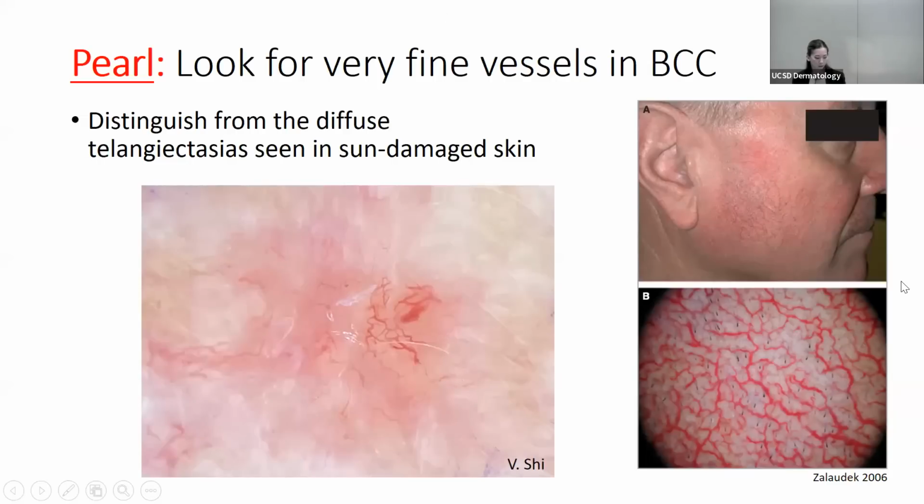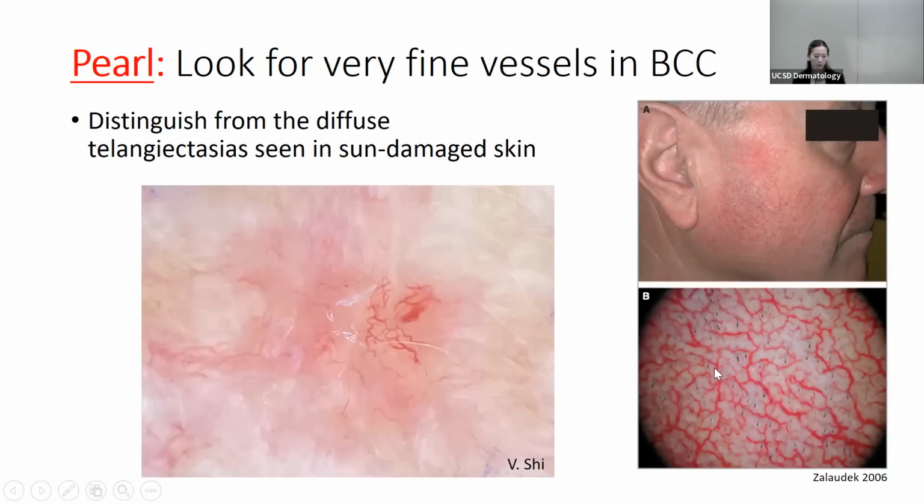And then another pearl is going back to the vessels and the telangiectasias. They can be subtle, and they're not always going to be really nice branching ones. The key is actually just to look for really fine, thin caliber vessels in basal cell carcinomas. Here you can see that in the center of the lesion, it has these really thin vessels. And the key here is to distinguish them. It's not the same as the broader telangiectasias that you see with chronic sun damage, demonstrated here on the right. Obviously this you can see clinically, you don't even need a dermatoscope. But sometimes when you look with the dermatoscope, you see these more diffuse broad telangiectasias.